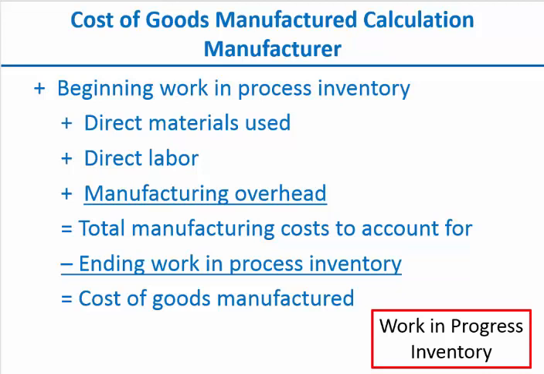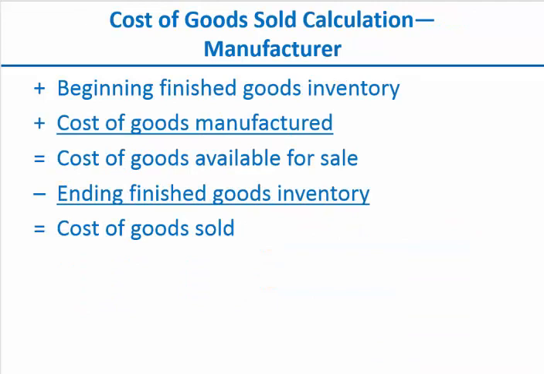So that's the idea of how you can use work in process inventory to find the CGM, because you have to find the CGM to find your CGS eventually. You started with the direct materials inventory to find direct materials used. Then you add that ingredient into your factory to find the cost of goods manufactured. Then you use the cost of goods manufactured to find your CGS eventually. We're going to take a look at that piece later, but I just want to tell you that this is how you find the CGM, which is a very important calculation.